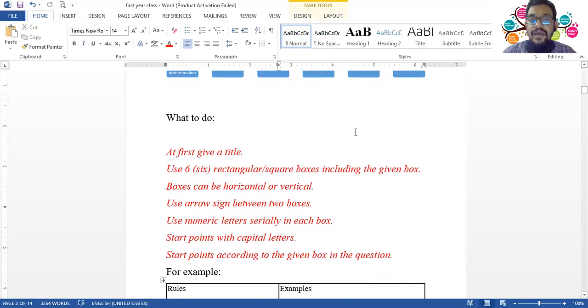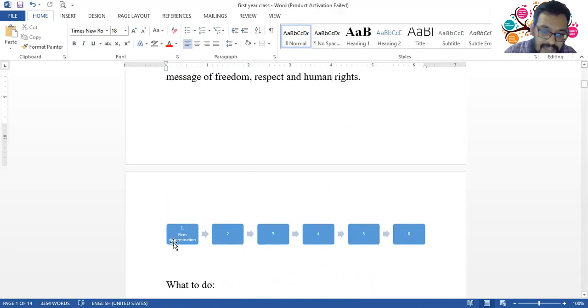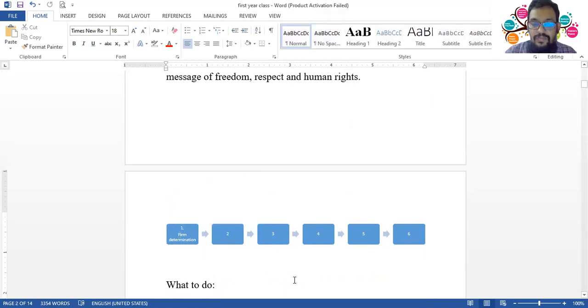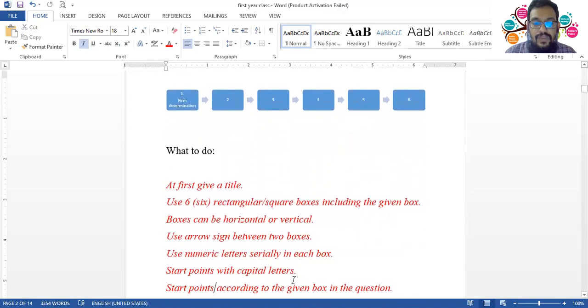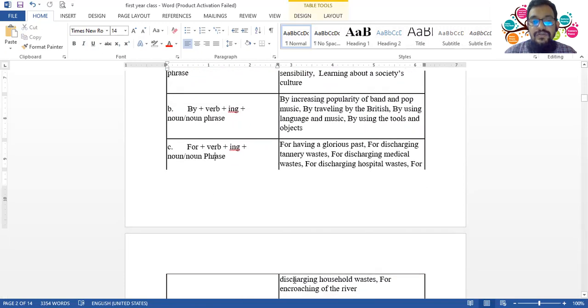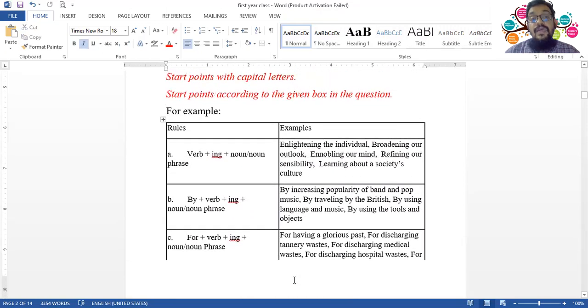And start the phrase with capital letters. You have to use uppercase letters here in the boxes. Say, firm determination, F is in capital. So you have to use capital letters in your boxes. And this chart is very important. We have to follow these styles. These are some examples. And why will we have to follow these ways?